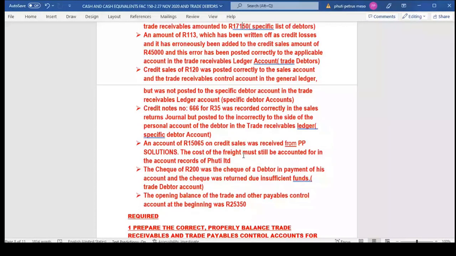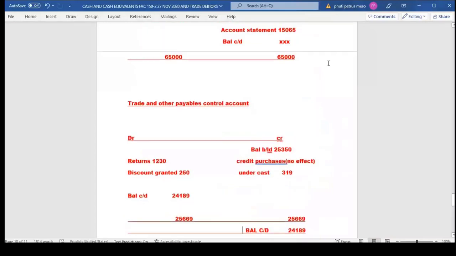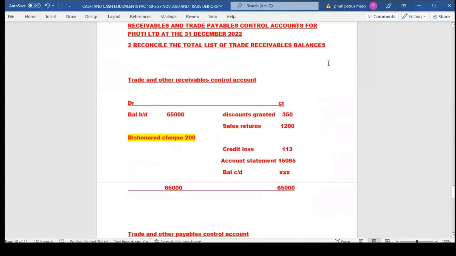All right, so it says that an account of 15,065 in credit sale was received from PP Solution, and the cost of the flight must still be accounted for in the goods record PT Limited. Yes, so we got a statement that you are my debtor, and this is how much you owe me, so you haven't paid us. So that has been treated as 15,065 on the credit side. So basically you would balance up the figures with an amount of 65,000 and 65,000, and get the carried down with the difference.